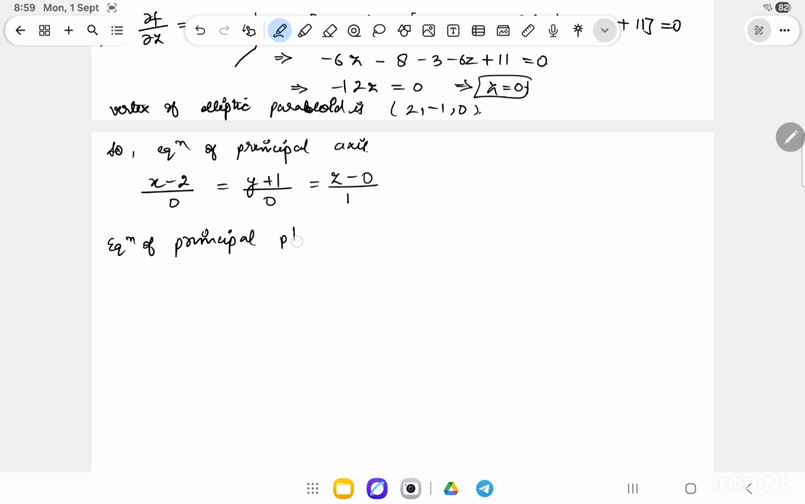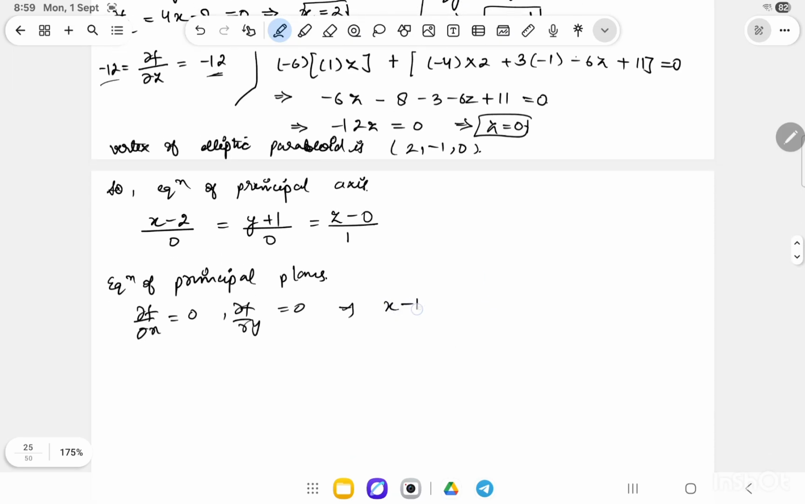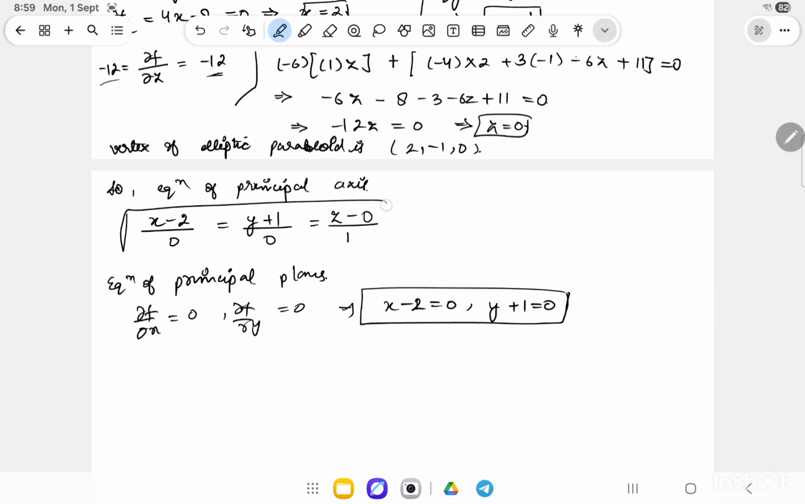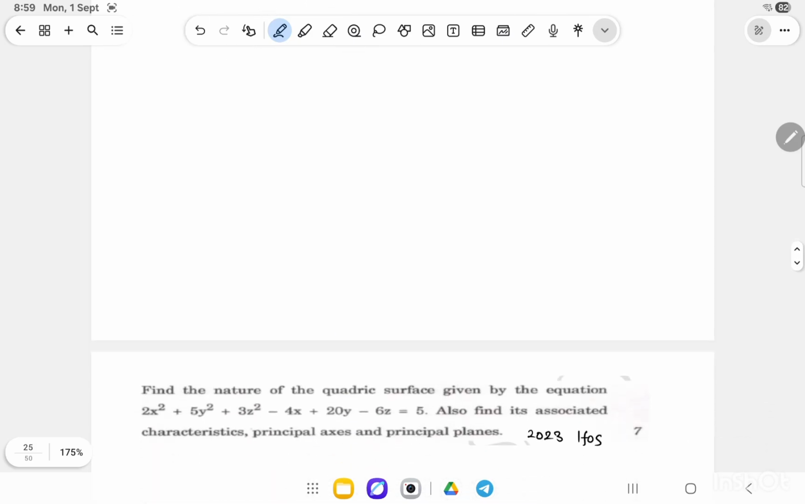and equation of principal planes is basically given by del f by del x equals to 0 and del f by del y equals to 0. And this we have calculated above as well. So del f by del x is x minus 2 equals to 0 and del f by del y is y plus 1 equals to 0. So these are basically the principal planes, and this basically represents the principal axis. So let's move on to next question.